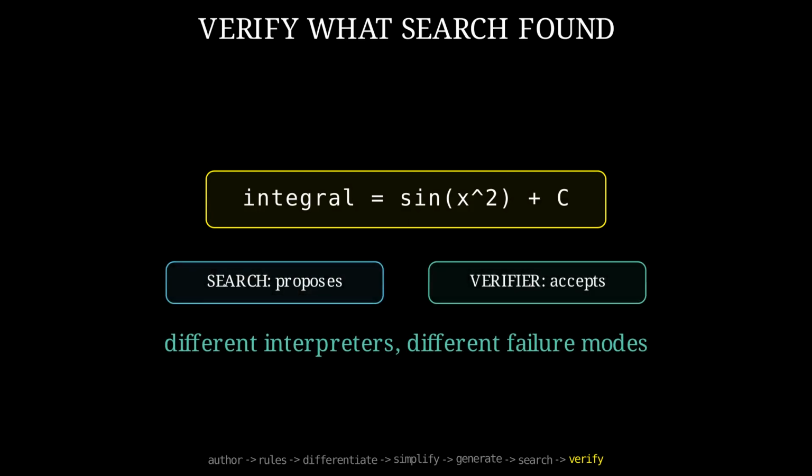Generator and verifier remain different interpreters with different failure modes. A bad search strategy may miss an answer. It cannot make the independent checker accept a derivative that does not match.